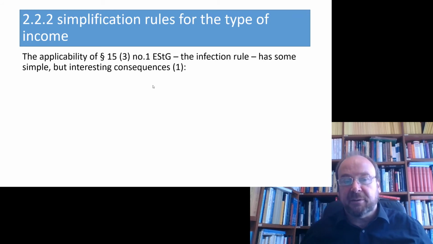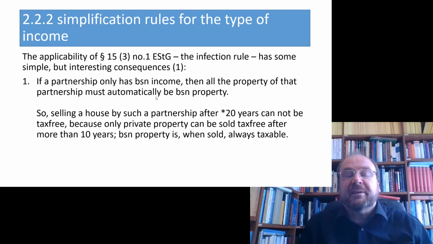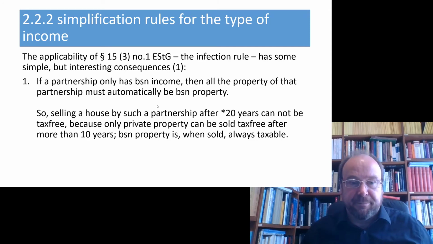That infection rule or theory has some interesting consequences. The first one is, if a partnership only has business income, then all property of that partnership is automatically business property. So if an OHG sells a house after 20 years, which has been let to tenants, that will not be tax-free, because only private property can be sold tax-free after 10 years under German law. Business property is, when sold, always taxable.